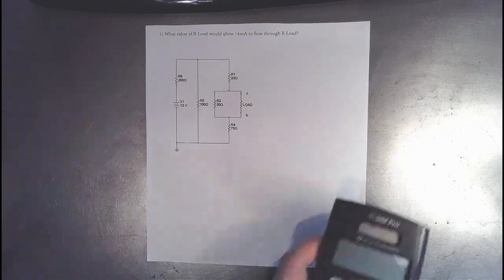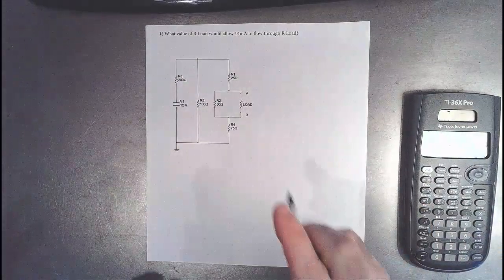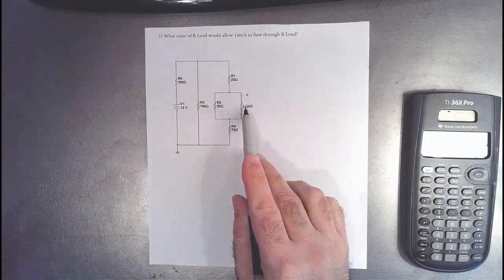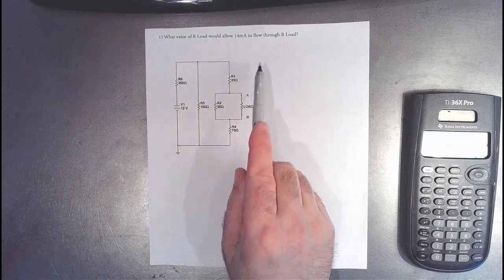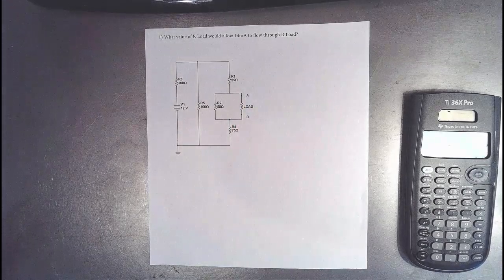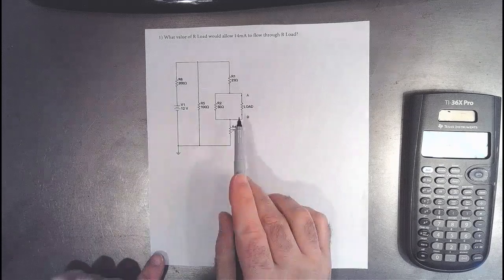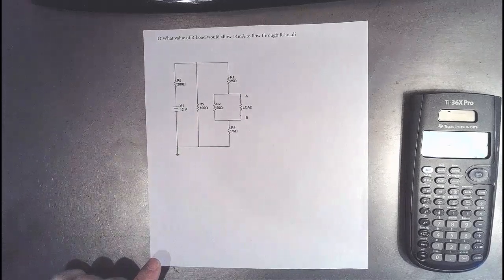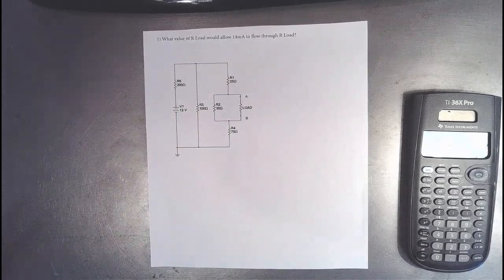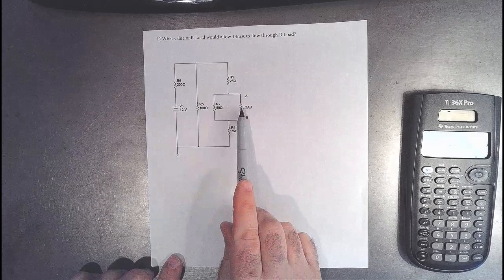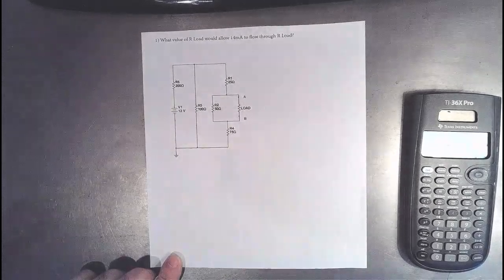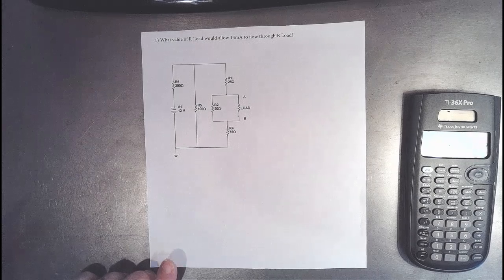Hi guys, today we are going to solve this problem here, which is asking what value resistor should this load be in order to allow 14 milliamps of current to flow through it. So you can see that this resistor here is connected to this moderately complex circuit here. And so we want to figure out what value this thing would have to be in order for 14 milliamps to be flowing through that resistor right there.